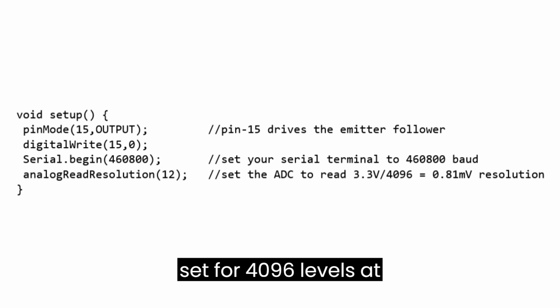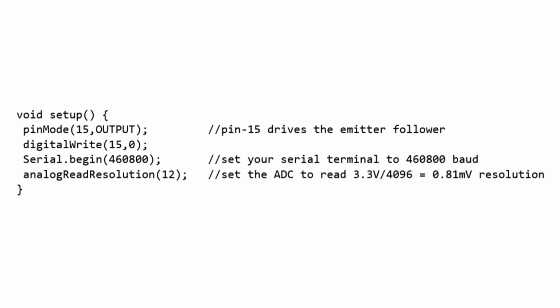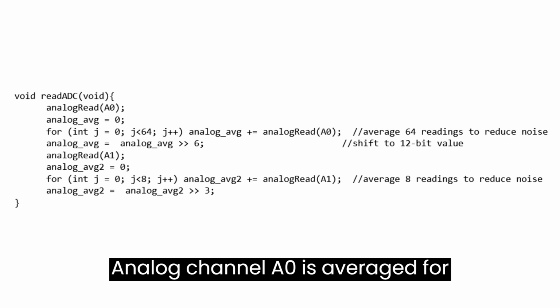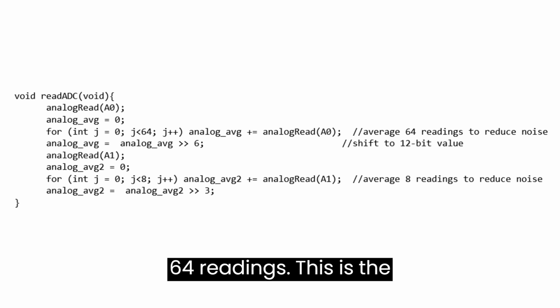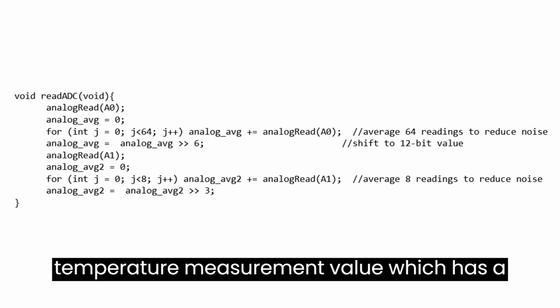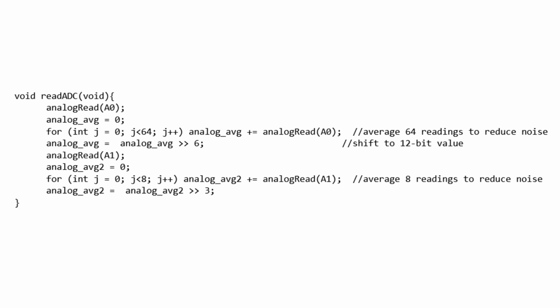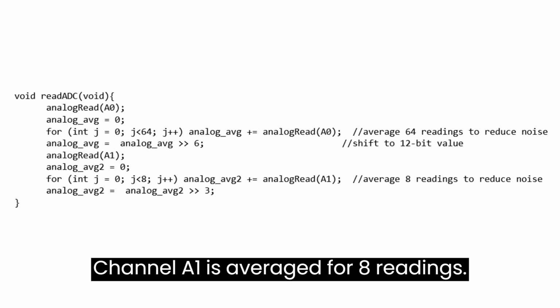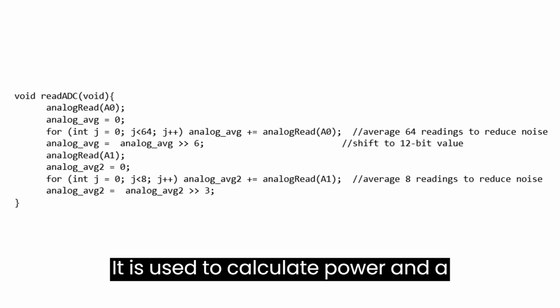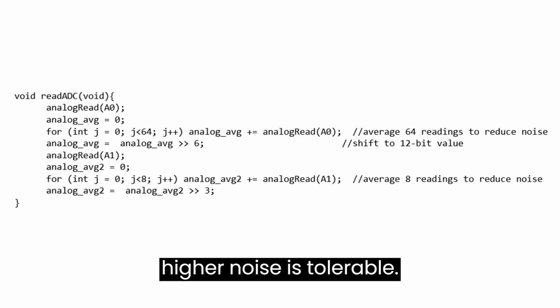The ADC is set for 4096 levels at 12 bits. Analog channel A0 is averaged for 64 readings. This is the temperature measurement value, which has a resolution of about 0.8 millivolts. Channel A1 is averaged for 8 readings. It is used to calculate power, and a higher noise is tolerable. Global variable analogAvg contains the A0 value, and analogAvg2 contains the A1 value.